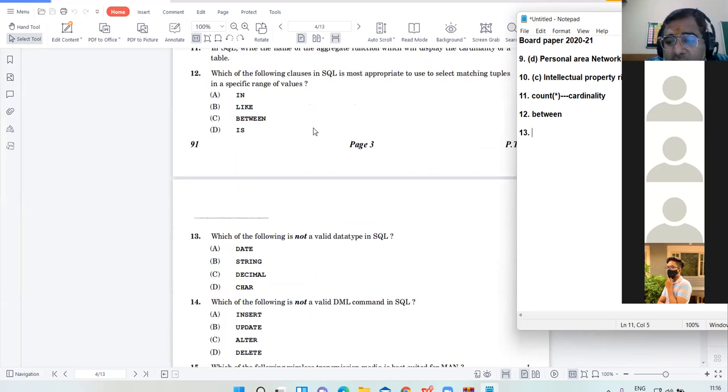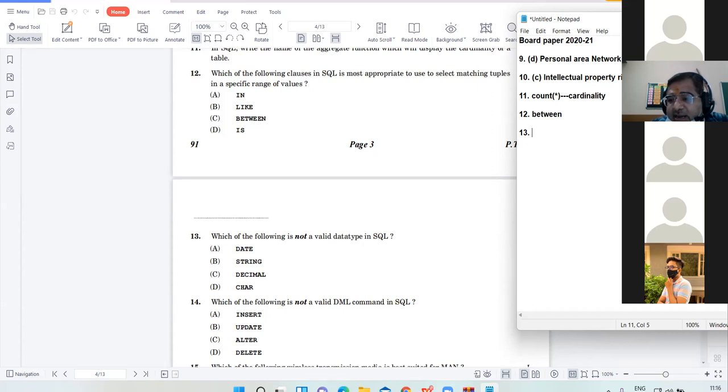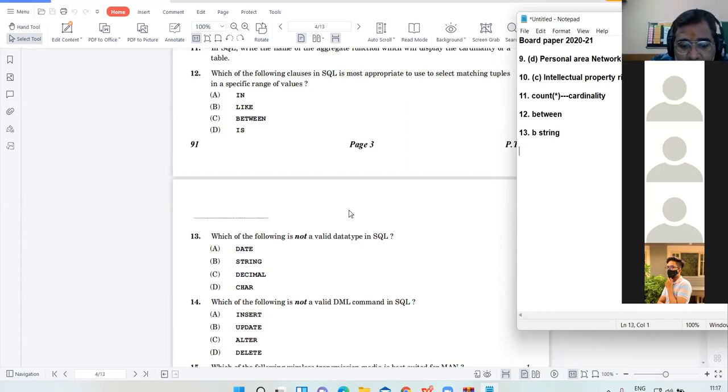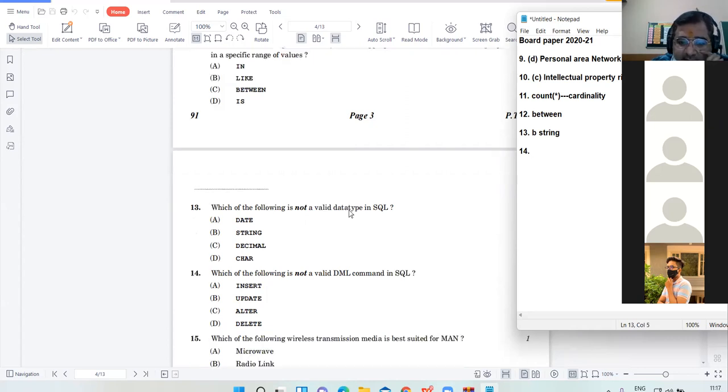Which of the following is not a valid data type in SQL? Valid data type in SQL. Yes Abhishek. Sir, decimal. No, it is the B option, string. Okay, 14th question. Which of the following is not a valid DML command? DML is the one related to records. C option, alter. Alter command is a DDL command in connection to the table. So the C option is the most appropriate option. Am I clear to everyone? Yes class, am I clear?